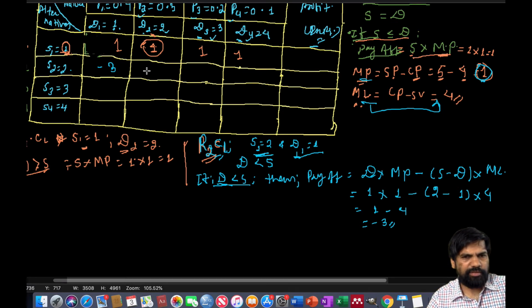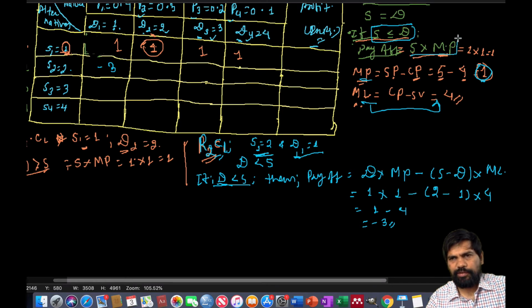Similarly, calculate here also. In this case, supply is equal to 2 and demand is equal to 2. When demand and supply are equal, which concept do we use? When supply and demand are equal, we use this concept, supply times marginal profit. Then pause this video and calculate.